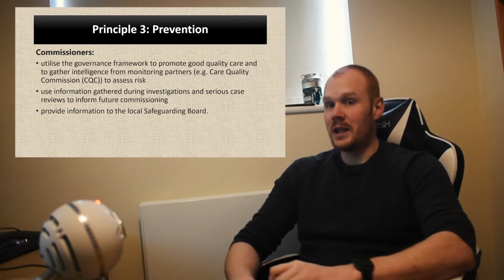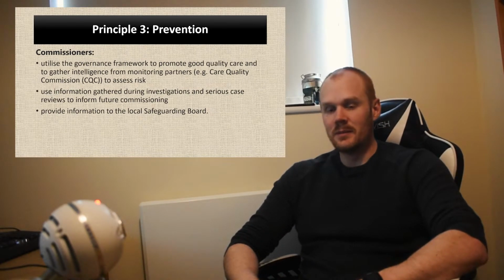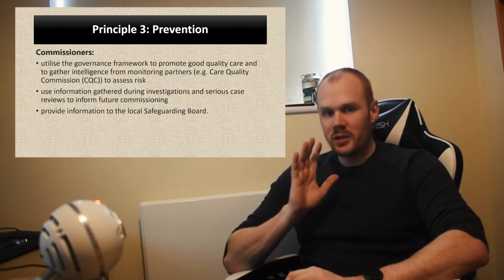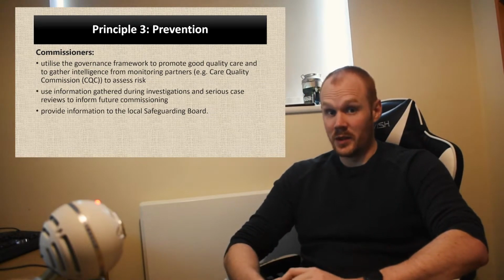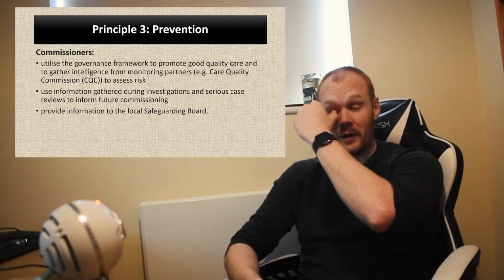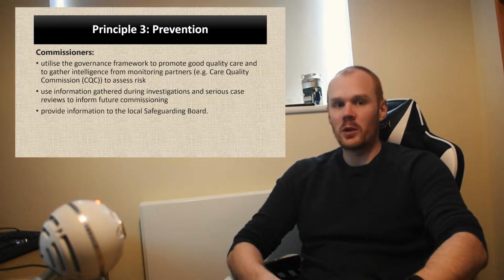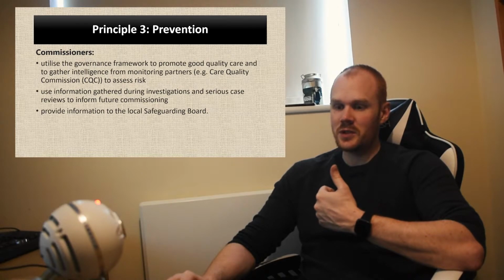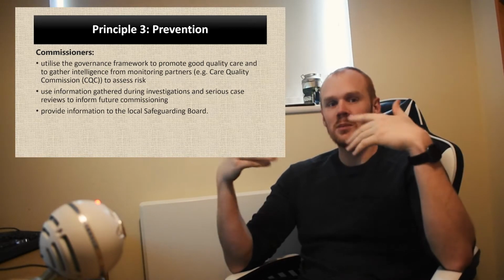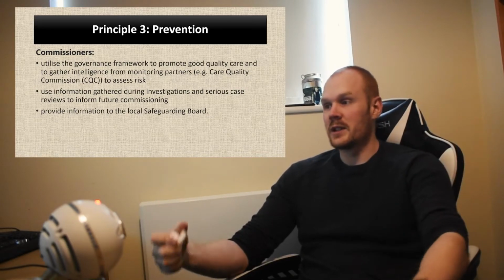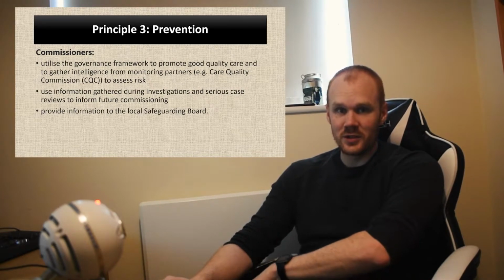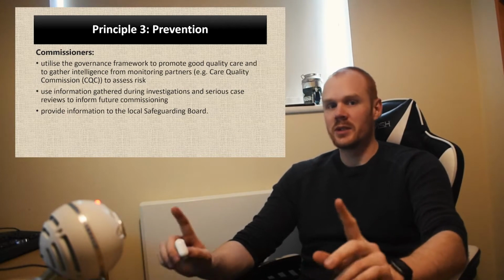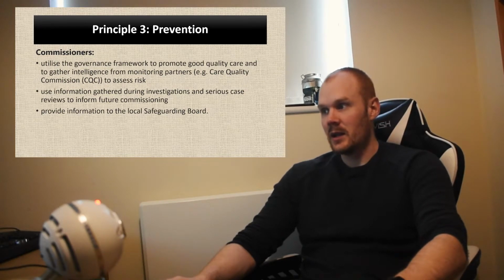Principle 3 is essentially prevention. Prevention is better than responding. You should emphasize that prevention of abuse is far more preferable to responding once it's happened. So what they suggest is that they use the governance framework of the local safeguarding board, the adult safeguarding board, all of that sort of thing, to gain as much intelligence as they can about potential threats in the area. So you want to be vigilant for the potential of abuse.